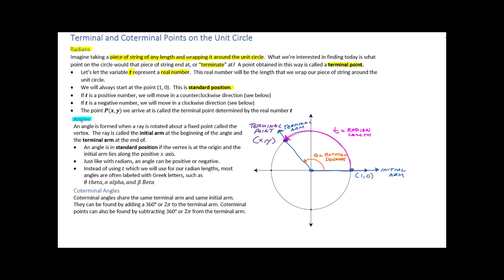Now, if we're headed in the counterclockwise direction, that's when t is positive. So if t is a positive number, let me just keep my colors coordinated, if t is positive, we're heading this direction. Same thing if our angle is positive. If they're greater than 0, that means we're always headed in this counterclockwise direction. Now, if we head in a clockwise direction, that's when t is negative, or our angle is negative.